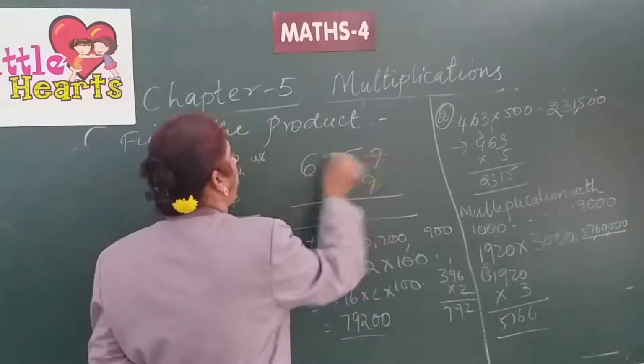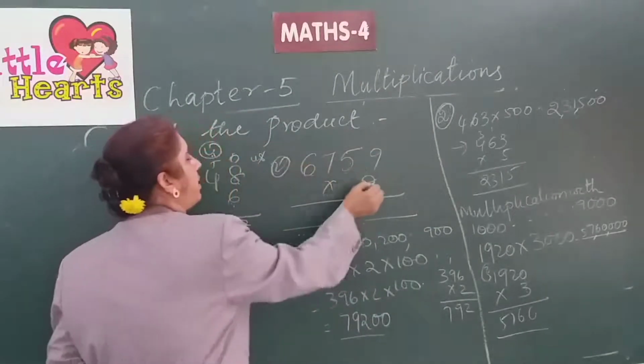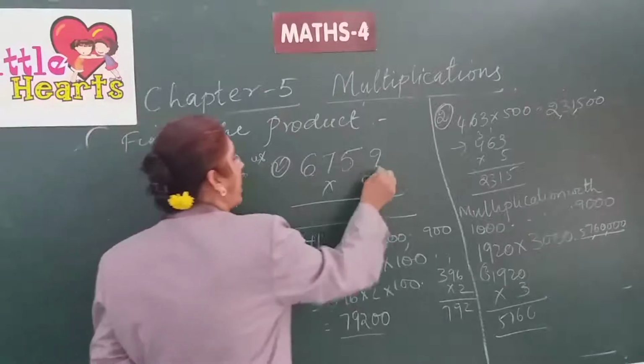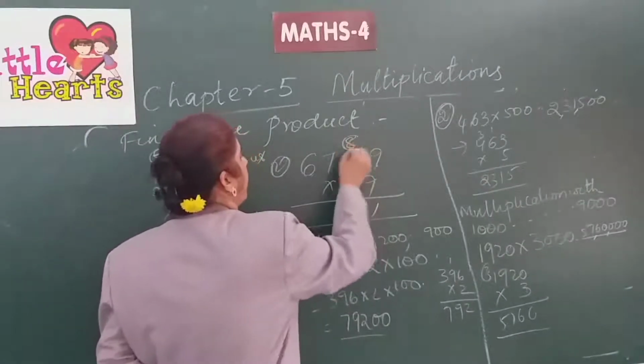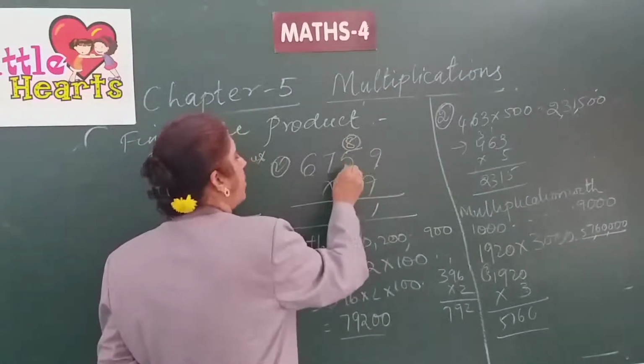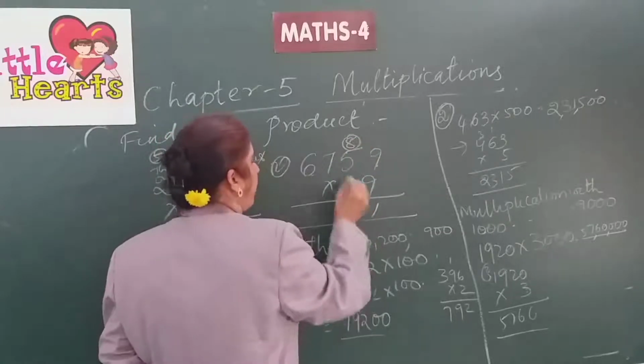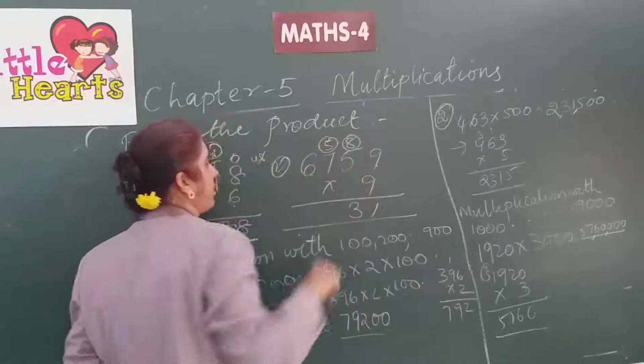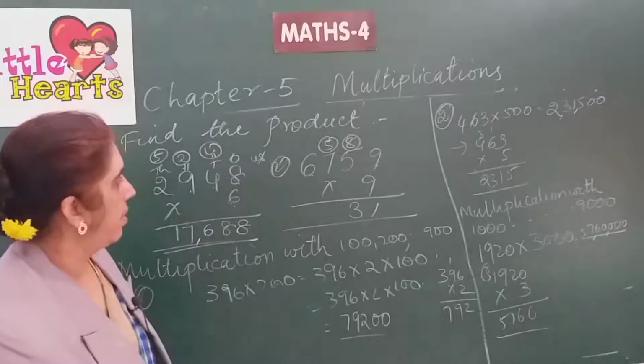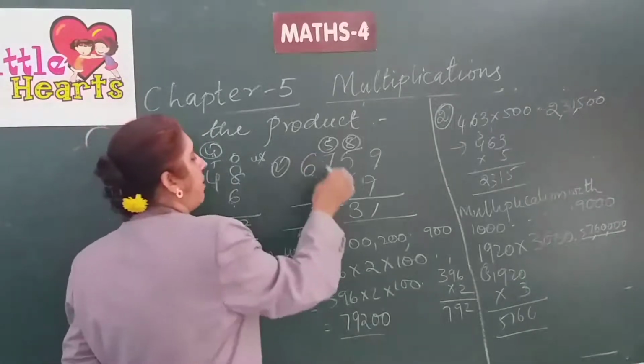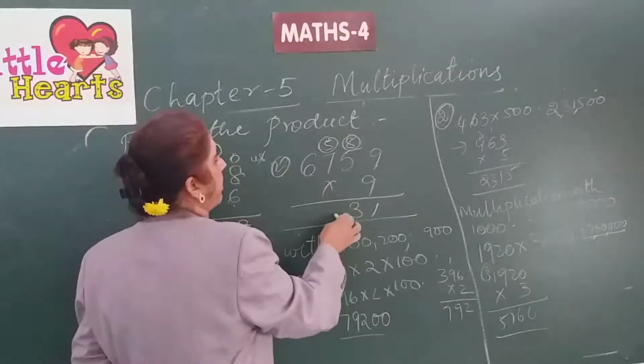Multiply 759 into 9. 9 9s are 81. 9 5s are 45 plus 8, 53. 5 in the hundreds, 3 in the tens.